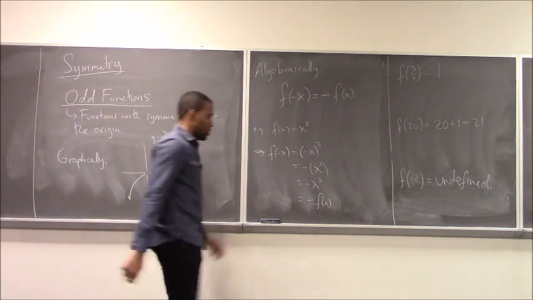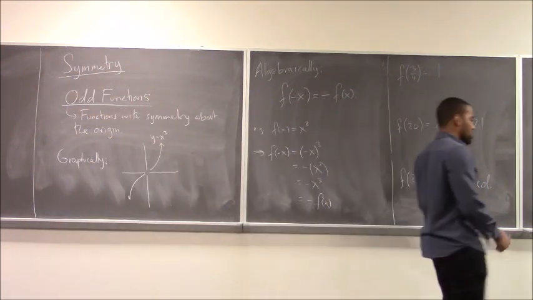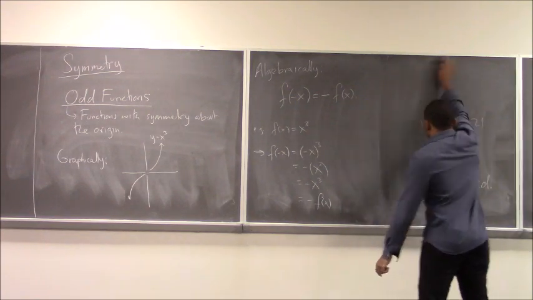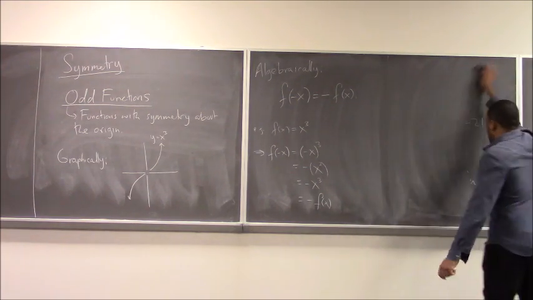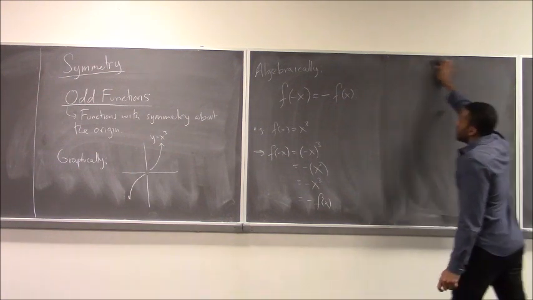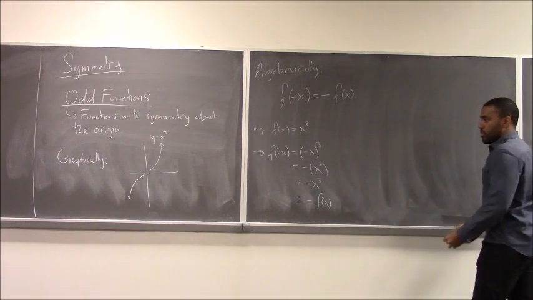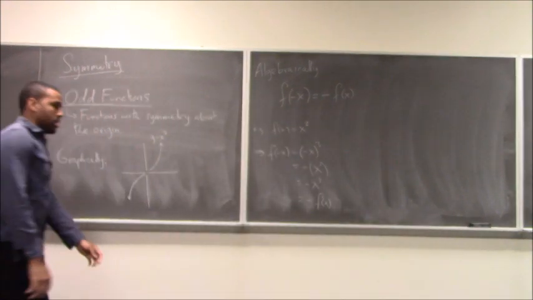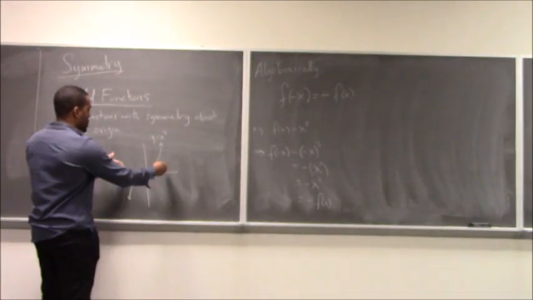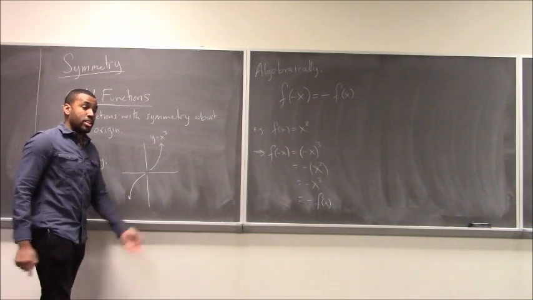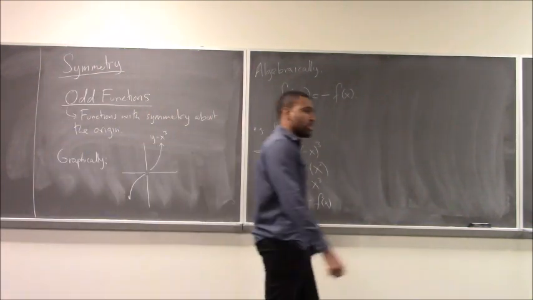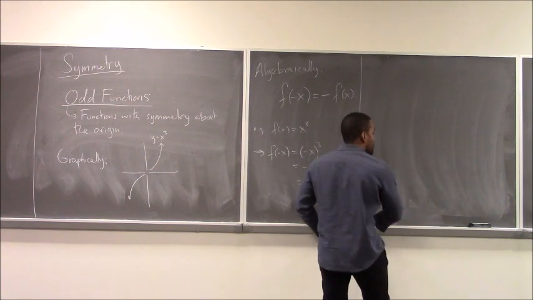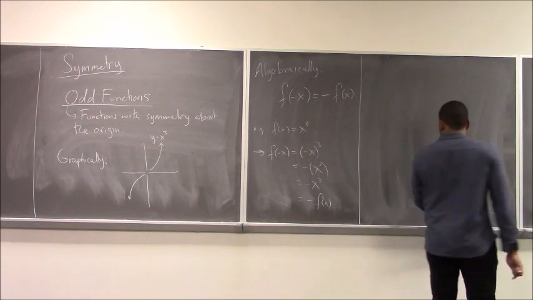There are many functions that do it. Sine of x also does this, but trig is not in this class, so that's another basic example. Y equals x does this. So these are odd functions. The reason you need it in calculus is that if you're integrating an odd function on a balanced interval, the answer is always going to be 0. This is very useful a lot of the time. Maybe we'll talk about that towards the end of the semester, but maybe not.